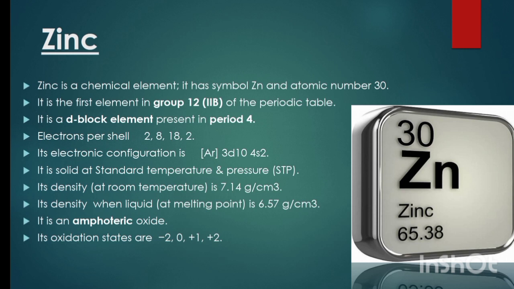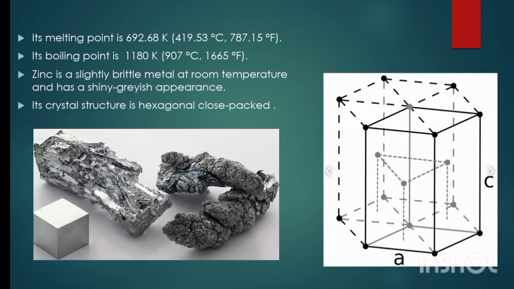Amphoteric means the compound, atom, or molecule, any species which behaves as an acid and a base too. So zinc can behave as an acid and a base both. Its oxidation states are -2, 0, +1 and +2. Its melting point is 692.68 kelvins. Its boiling point is 1180 kelvins.